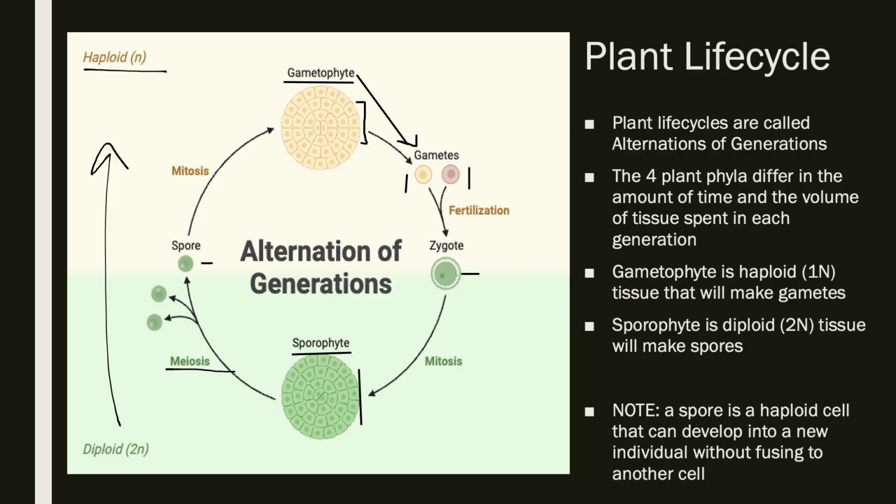In this life cycle, it's complicated because it's so different from our own life cycle. Definitely study it, understand what all these different types of tissue and these cells do, what they make, because it's going to come in handy later when we look at how this alternation of generations differs within each plant phyla.